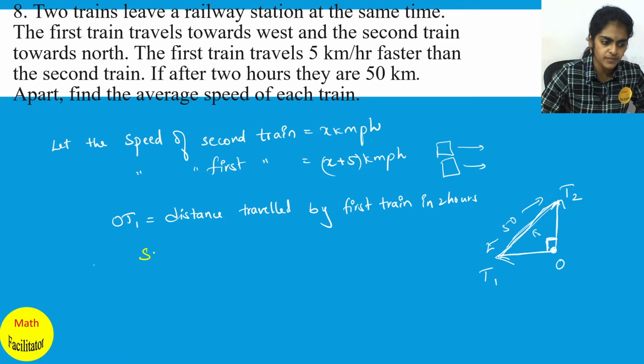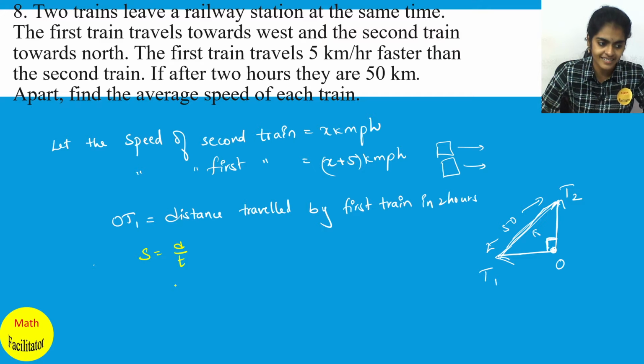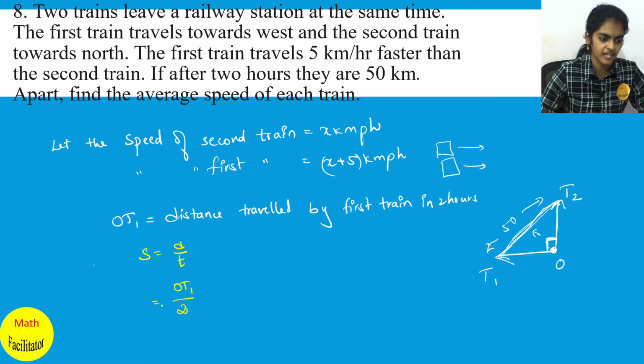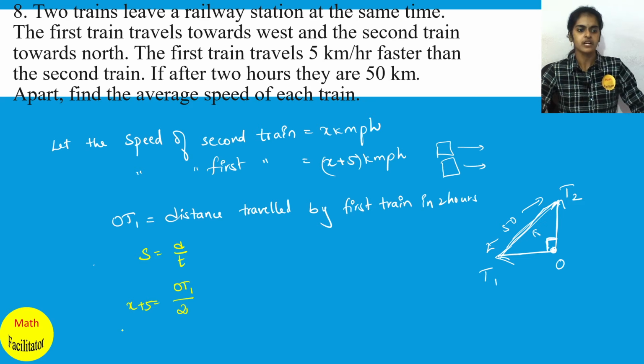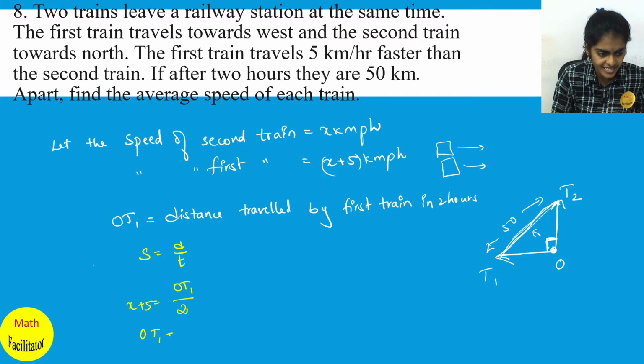Do you remember speed is equal to distance divided by time? So if the distance traveled by the first train is OT1 and time is 2 hours, the speed for the first train you are taking as x plus 5, isn't it? The first train is traveling west and the second train is traveling north. The first train travels 5 kilometers faster than the second train, so the first train's speed is x plus 5. So the distance traveled is 2 times x plus 5.